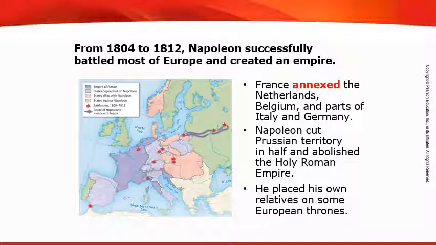Here it says France annexed the Netherlands, Belgium, and parts of Italy and Germany. They are shown here in the purple color. Napoleon also cut the Prussian territory. You can see the purple arrows here. The color of the Prussian territory is light purple. So Prussian territory was cut in half, and he abolished the Holy Roman Empire.